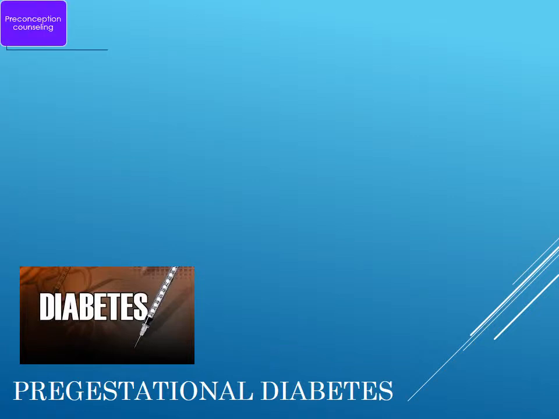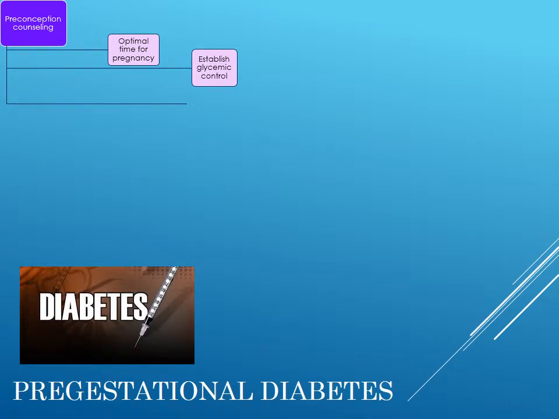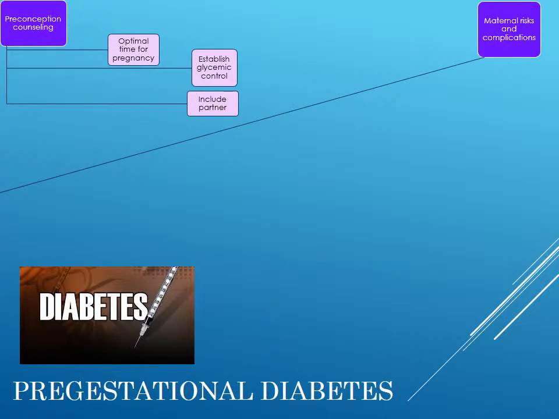For the diabetic woman who is considering getting pregnant, it is very important that she receive preconception counseling. In this preconception counseling, the optimum time for pregnancy can be discussed. Also discussed is the importance of establishing glycemic control prior to becoming pregnant. The woman's partner needs to be involved in preconception counseling. There are risks to both mother and baby.